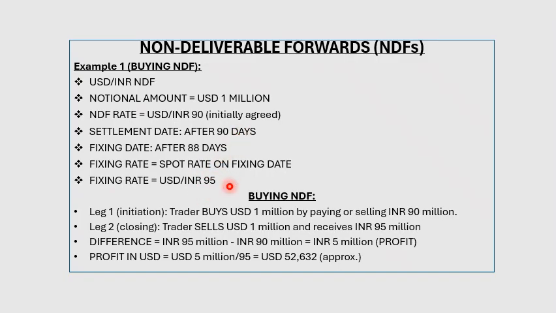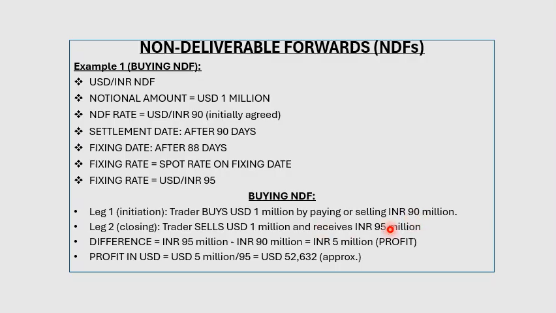Since the trader buys the NDF, he basically buys 1 million US dollars and sells INR at 90 and closes the contract at 95. This is calculated as follows. Leg 1, which is the initiation. Trader buys USD 1 million by paying or selling INR 90 million.